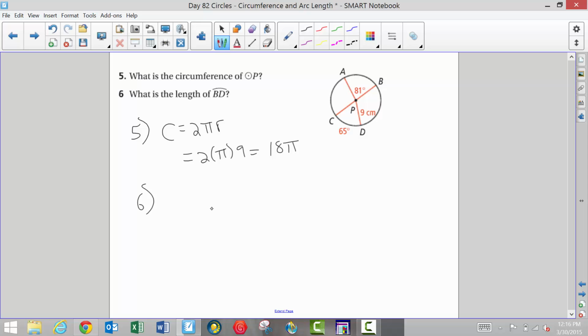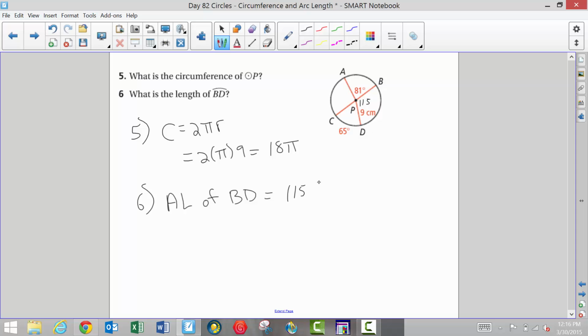Remember, I'm not asking for the measure of arc BD, I'm asking for the length of arc BD. So arc length of BD, well, the angle that goes with B to D, if I know that this is 65, I know 180 minus 65 is 115. So I know that this is 115, okay? Because remember, linear pair also, 360 degrees in a circle, 180 degrees in a half circle.